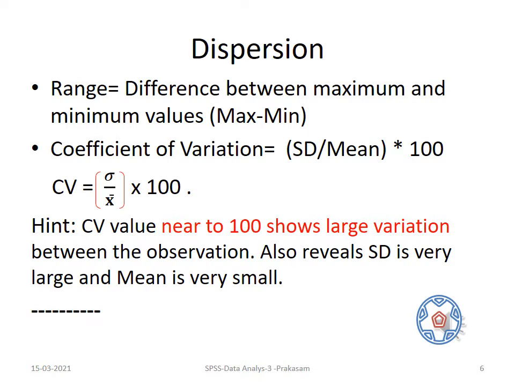Therefore, if the calculated value of the coefficient of variation is nearer to 100, it shows that there is a large variation between the observations. It reveals that the standard deviation is very large and the mean is very small. That means the observations are quite deviated from the central value, that is the mean, and very large deviations exist. Therefore, the coefficient of variation is very large. Smaller the coefficient of variation, lesser is the dispersion and better is the distribution.